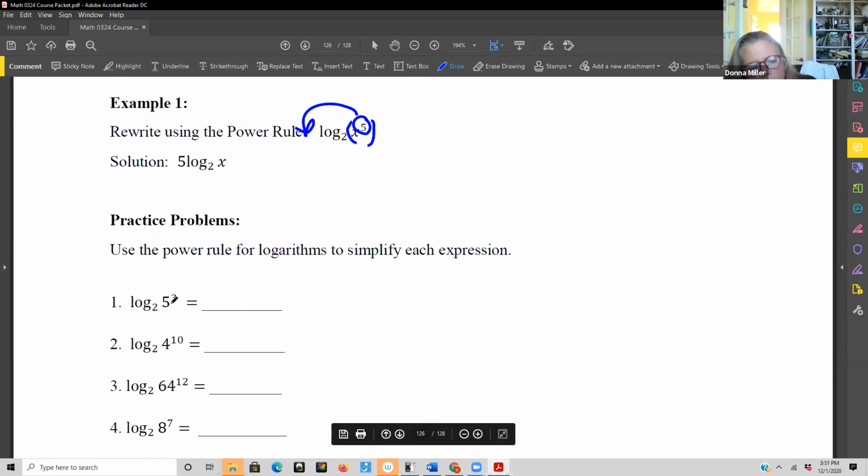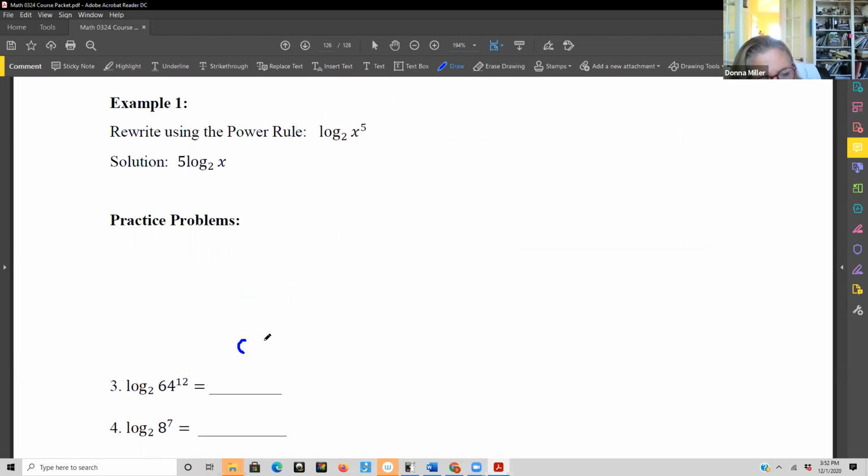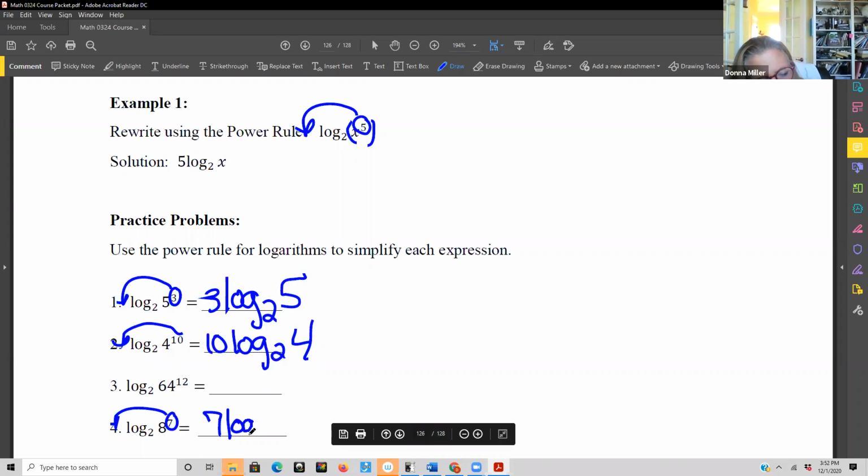Log base 2 of 5 cubed. It's always the same. When you have something to a power, the power comes out front. So it's 3 times log base 2 of 5. The base always stays the same. Never mess with the bases of the logs. They never change. So this power comes out front, so it's 10 log base 2 of 4. Again, these are kind of repetitive. So I pull the 7 out front here. It's 7 log base 2 of 8.